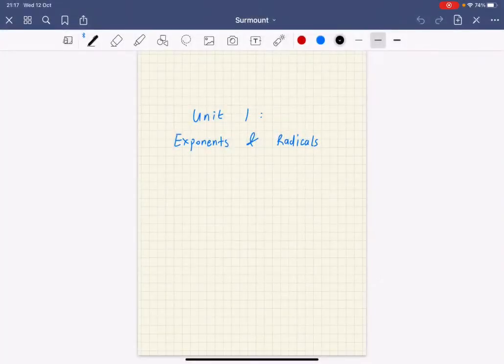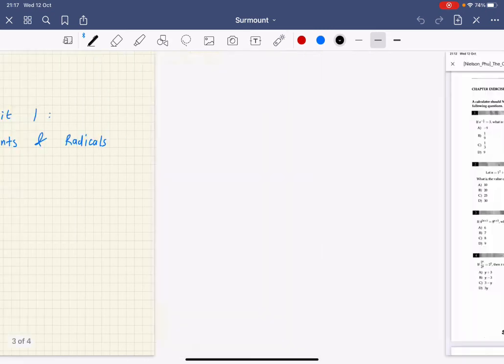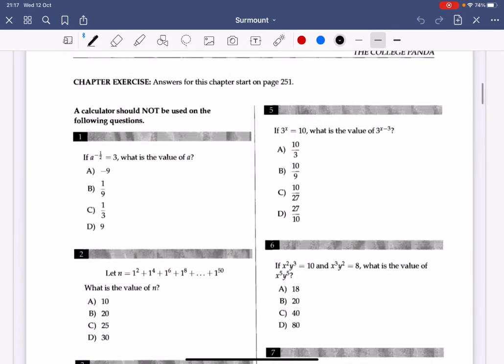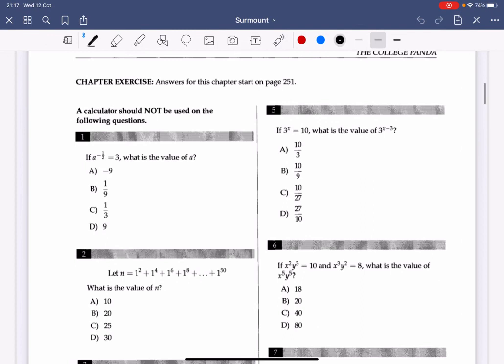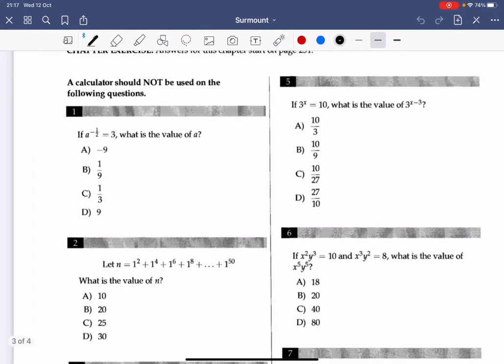Hello guys. Today I'm going to be going over the chapter exercise of Unit 1 from the College Panda SAT Math. Unit 1 is Exponents and Radicals. So let's just go over each question from the chapter exercise. So first question. I recommend that you review the exponent rules and radical rules before watching this video.